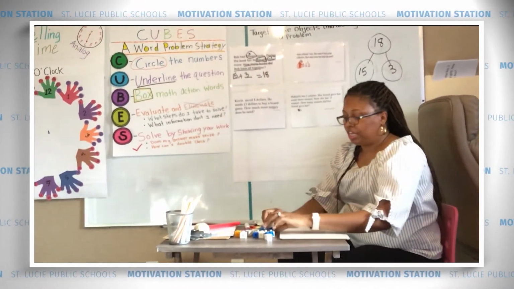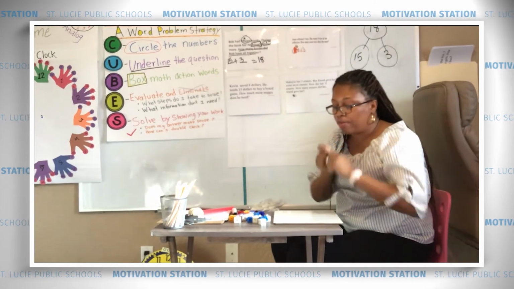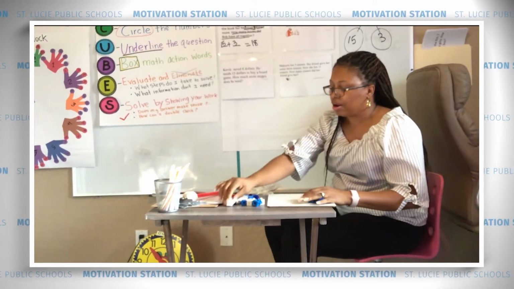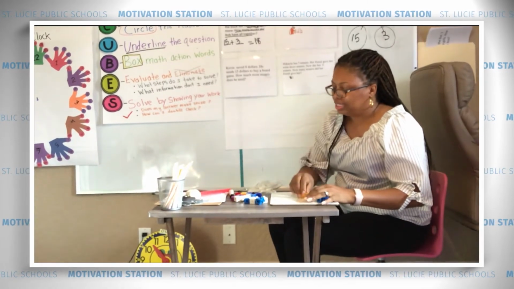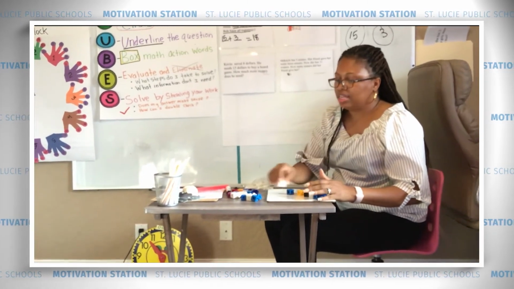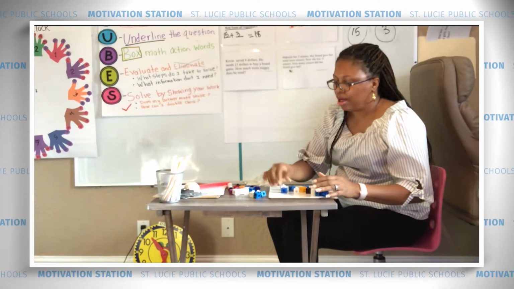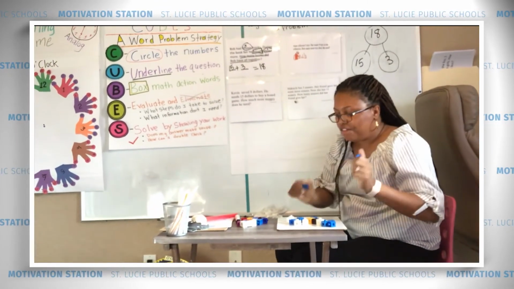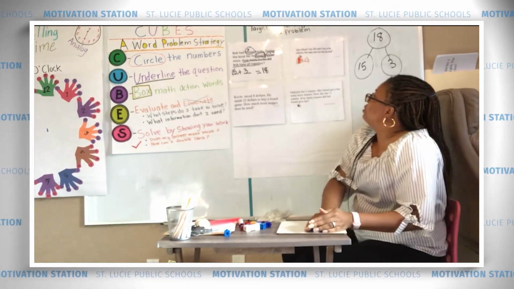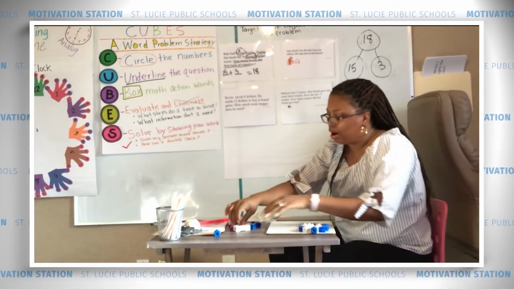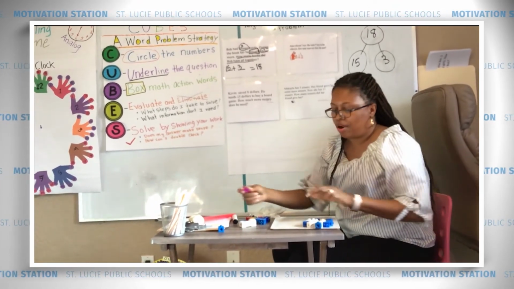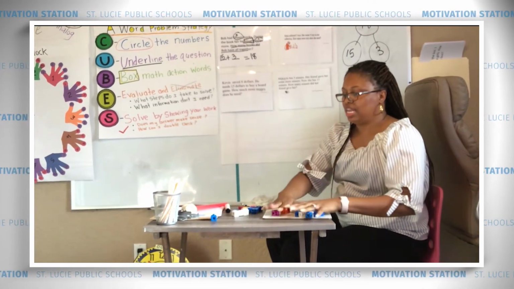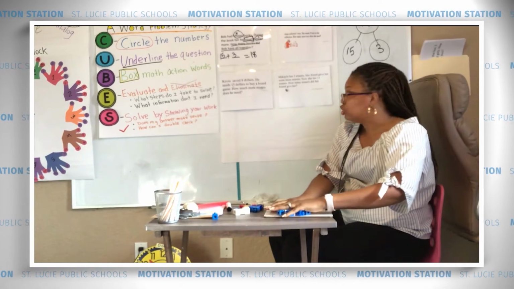So grab your manipulatives, boys and girls, so we can go through the problem again. Bob had 15. So if I had my manipulatives, I am going to count out 15. 1, 2, 3, 4, 5, 6, 7, 8, 9, 10, 11, 12, 13, 14, 15. Okay, he had 15. He bought 3 more. Let me get my 3 more. 15, 16, 17, 18.